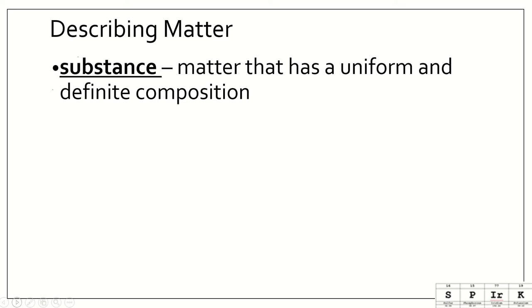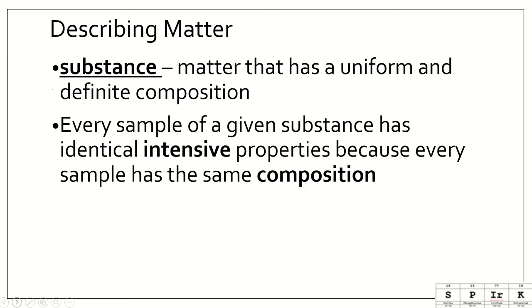So a substance is matter that has a uniform and definite composition. Remember that uniform means the same throughout, and definite composition means that it is always made up of the same thing. So every sample of a given substance has identical intensive properties because every sample has the same composition.